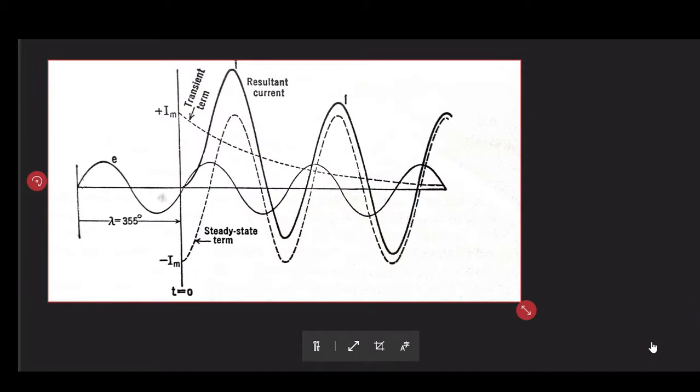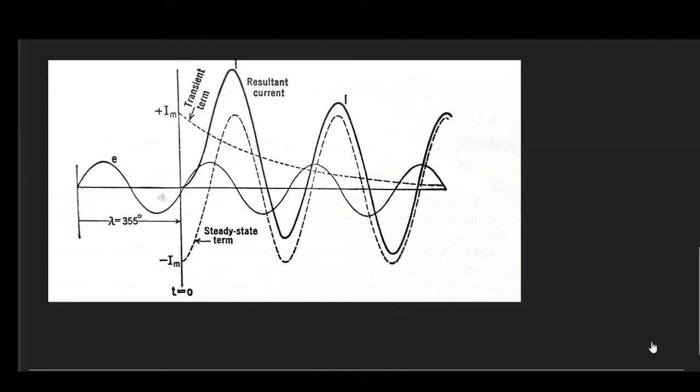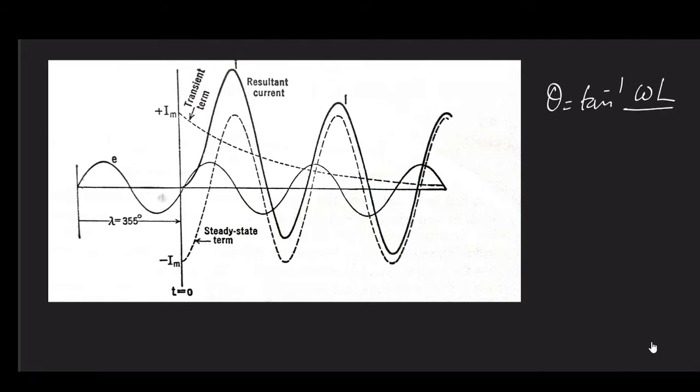So here we have considered a case where it is a highly inductive circuit. By highly inductive, I mean that theta equal to tan inverse omega L by R is equal to 90 degrees. Now you can see that this switching takes place here, at lambda equal to 355 degrees. We know how to measure lambda. Lambda should be measured from a point where e is equal to 0 and de/dt is positive.